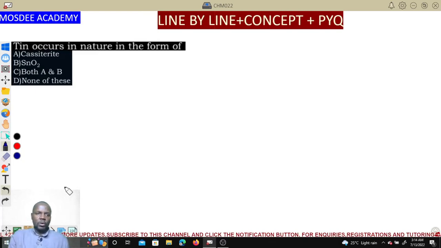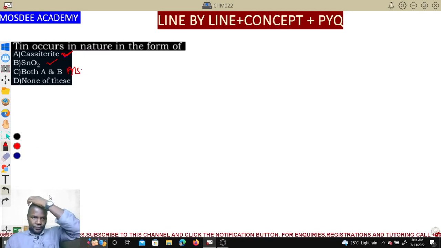Next question is: tin occurs in nature as tin and cassiterite. Is correct, and cassiterite is SnO2. So be careful about these type of questions. They are deadly questions. I call them multiple choice questions. So the answer to this is both A and B, because cassiterite is SnO2. We talked about that. So the next one.